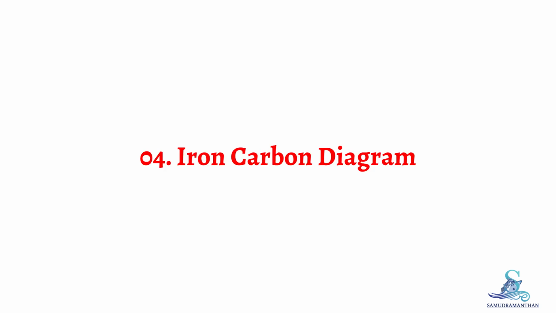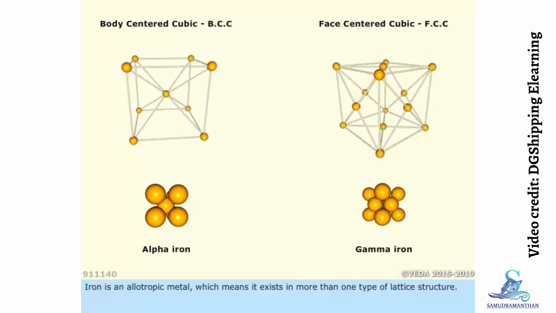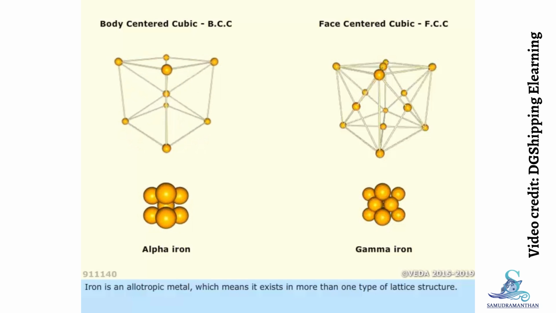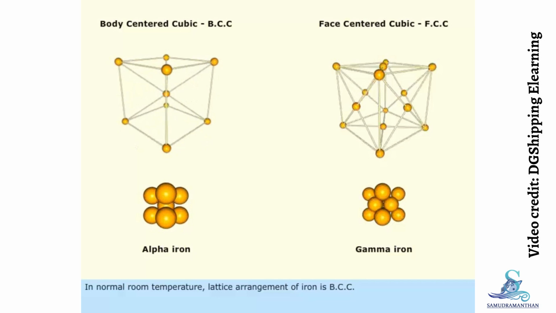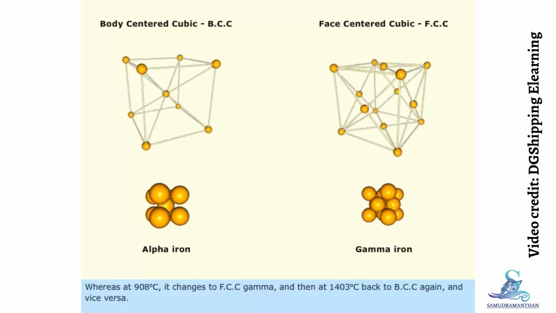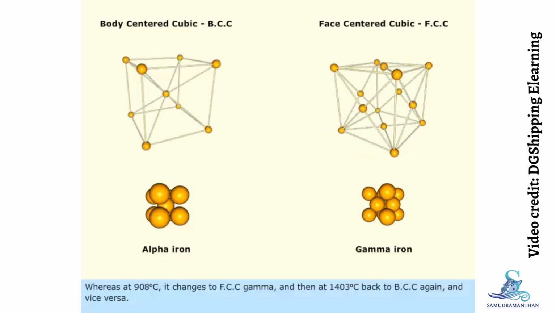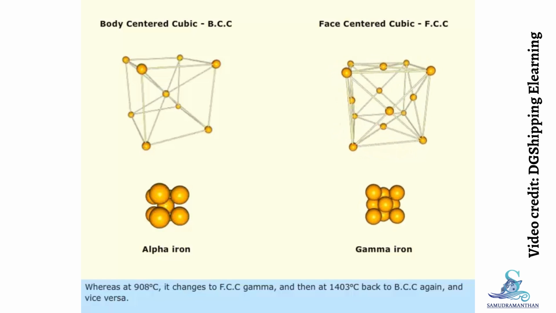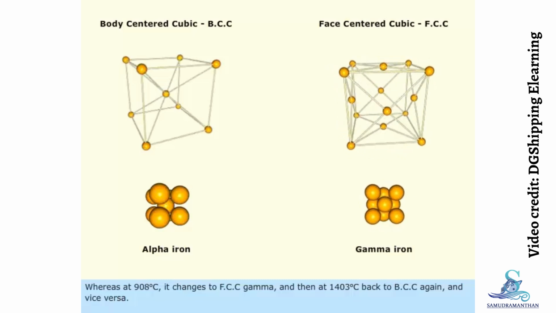Topic 4. Iron-carbon diagram. Iron is an allotropic metal, which means it exists in more than one type of lattice structure. At normal room temperature, the lattice arrangement of iron is BCC. Whereas at 908 degrees Celsius, it changes to FCC gamma, and then at 1403 degrees Celsius, back to BCC again, and vice versa. Alpha iron is stable at lower temperatures, and gamma iron is stable at higher temperatures.